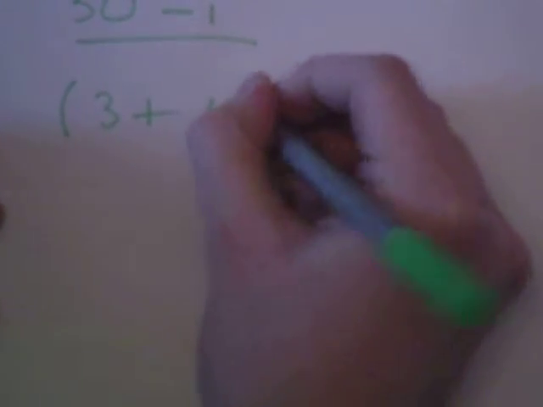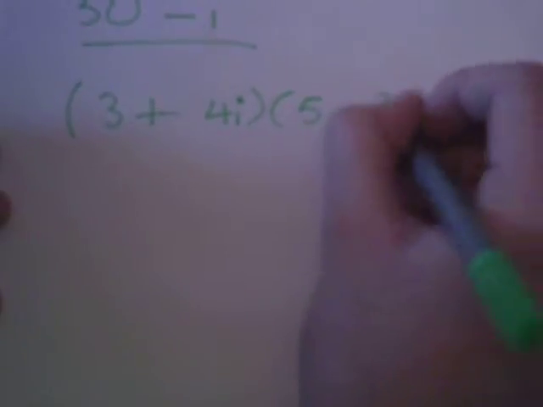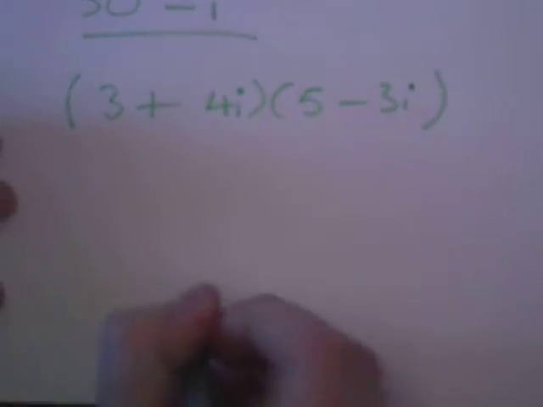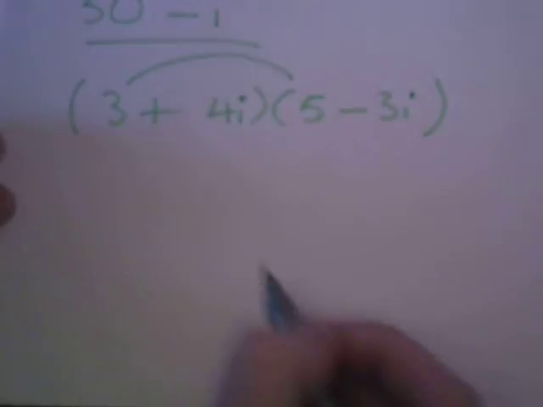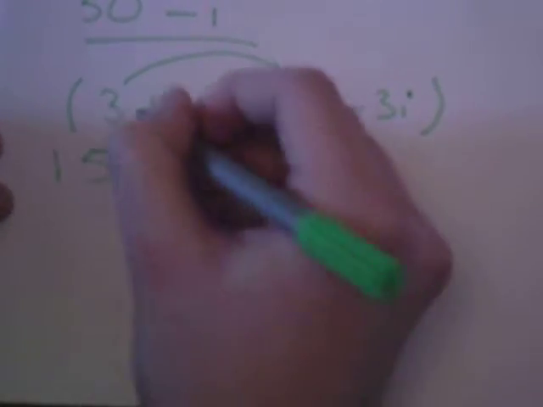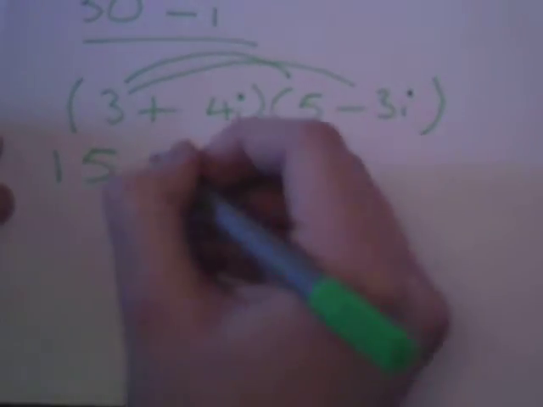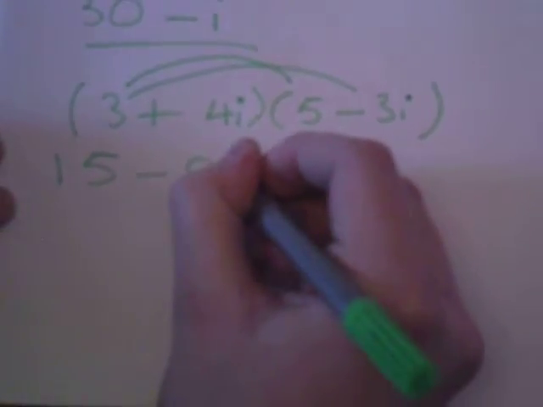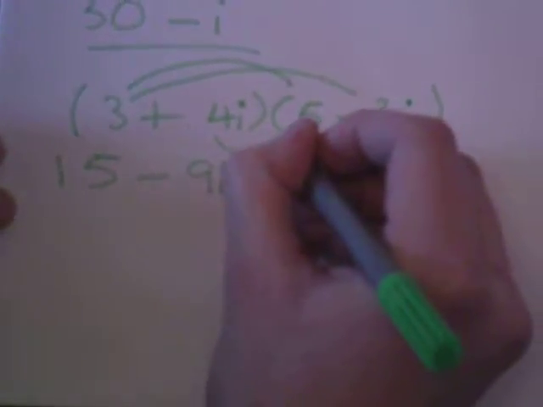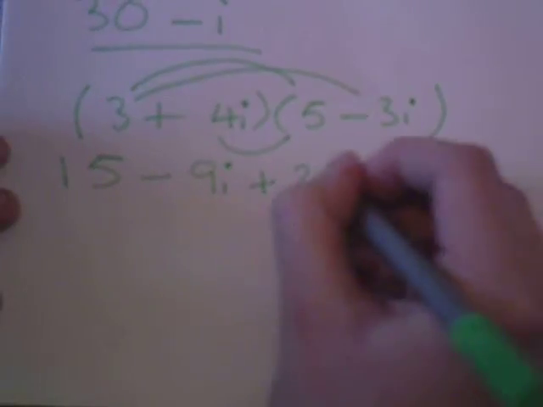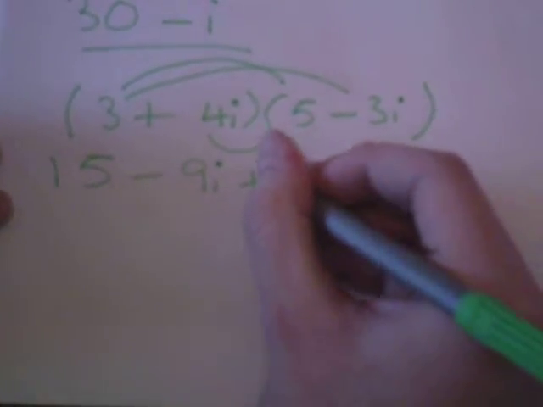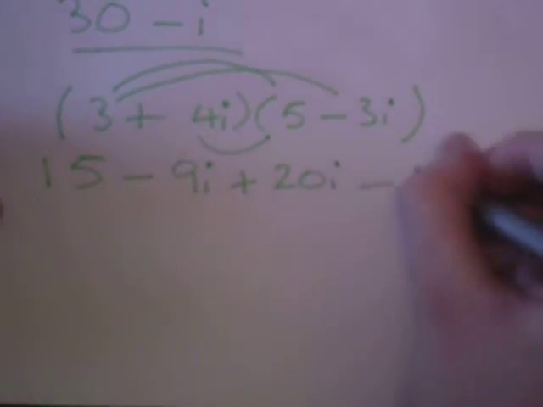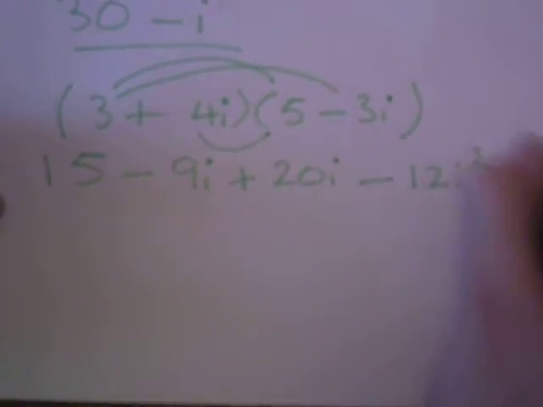I'll give you one more example just to show you. So (3 plus 4i)(5 minus 3i). Okay, I'm going to just show you this one. So do 3 times 5, which is 15. 3 times minus 3i is minus 9i. Do 4i multiplied by 5, which is add 20i. Do 4i multiplied by minus 3i, which is minus 12i squared.